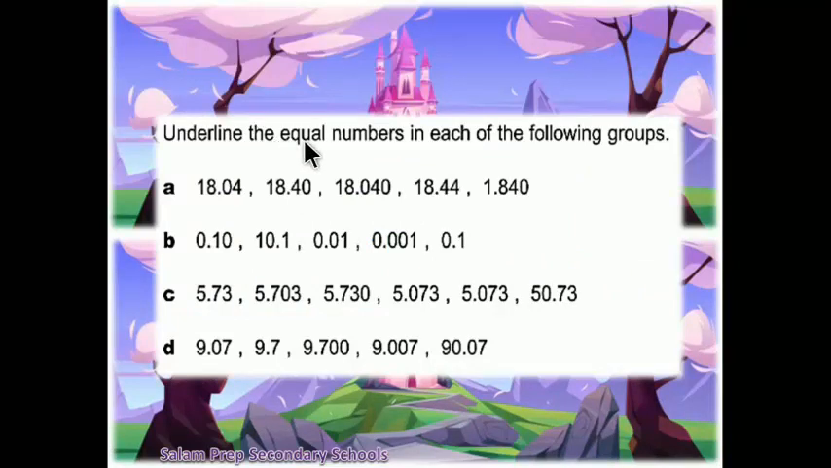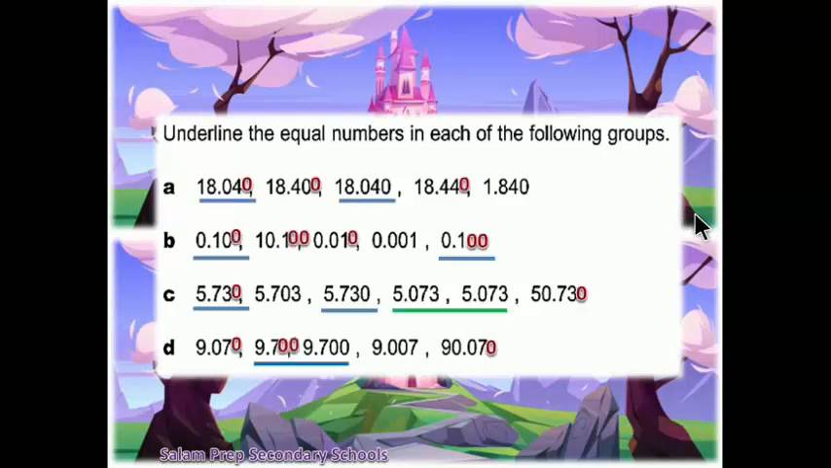Underline the equal numbers in each of the following groups. To solve this problem, you need to put zeros to balance decimal numbers. You can check your answers.